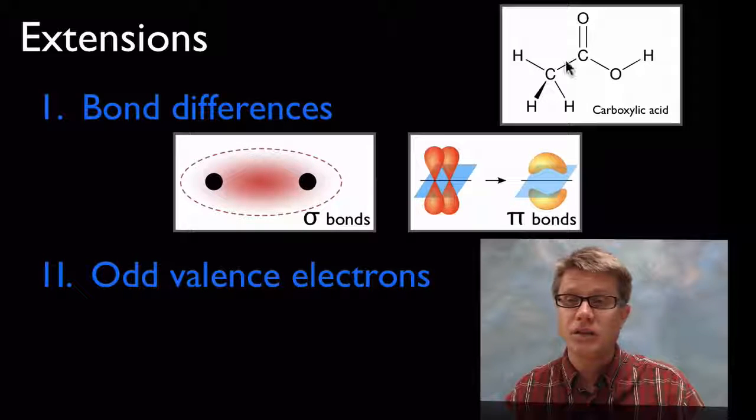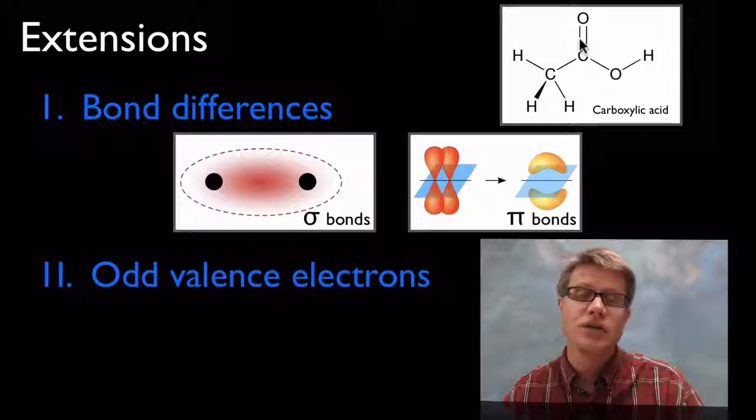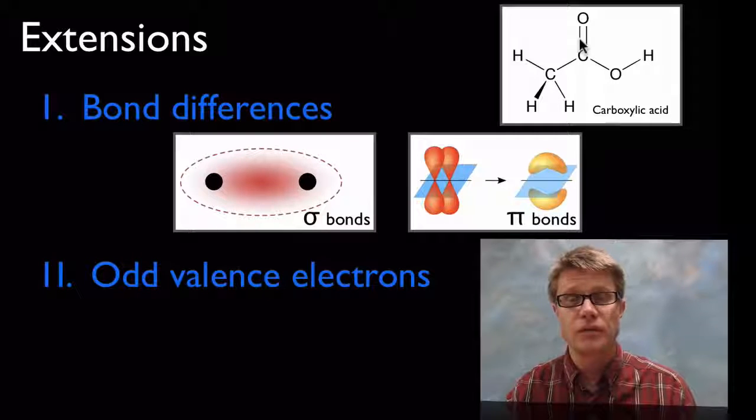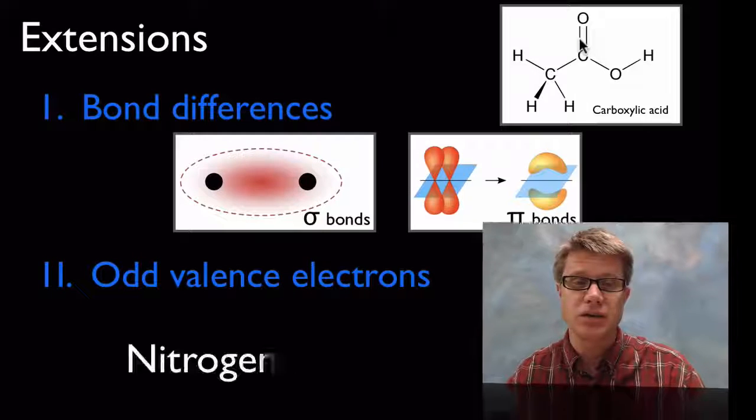And so pi bonds, so this would be a sigma bond and then a pi bond, or I could say this is a sigma and this is a pi bond. Those pi bonds, as we add them, are going to be less powerful, but they're also going to kind of lock the molecule in itself, so you get formation of isomers.